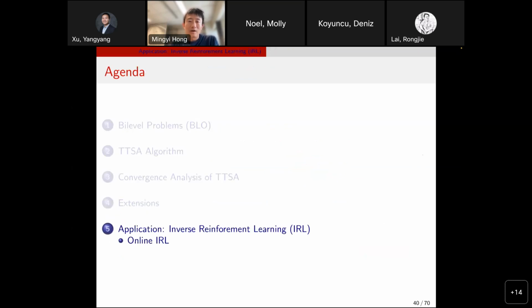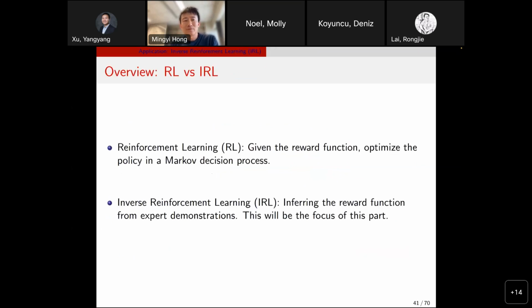I will try to use probably 10-15 minutes to talk about the application of inverse reinforcement learning in a little more detail. You will see that there's a nice application of this bilevel problem. An RL problem is basically an optimization problem, but it has a time element. It gives a reward function, and we optimize a policy in a Markov decision process. The agent makes a decision, interacts with the environment, and then makes a decision again.